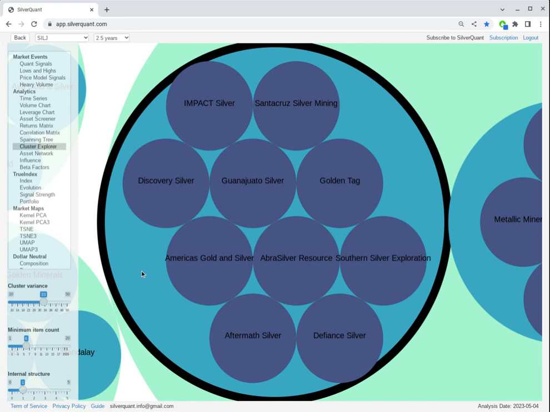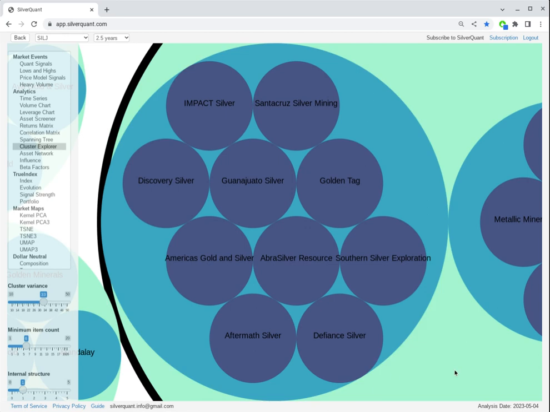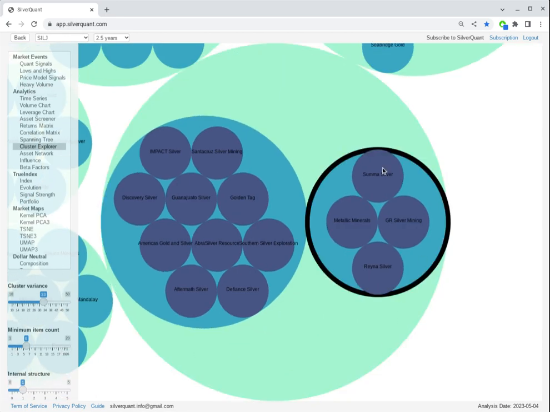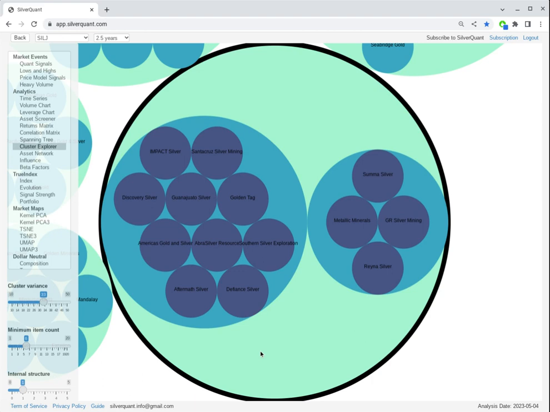Okay, if you are interested in junior silver miners, that is one of our focuses at SilverQuant. We are focused on identifying some of the most exciting investment opportunities. And as you can see, the Cluster Explorer has identified this particular cluster as having independent behavior from the others.